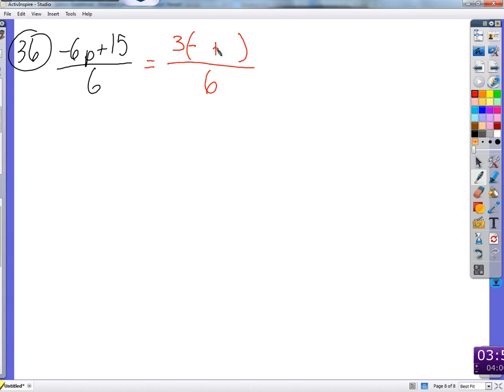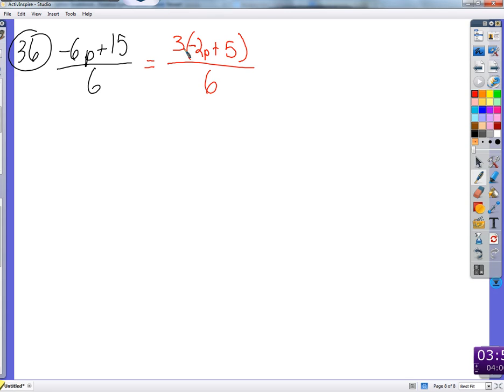Can we fill this in so that when we distribute the 3, we get negative 6p plus 15? What would we put in here? A negative 2p? That would give us negative 6p when we distribute the 3. What else? Plus what? Plus 5? Now, is 3 a factor of the numerator? It is, because 3 times something, right? Now, the something is kind of long, but it's in parentheses.